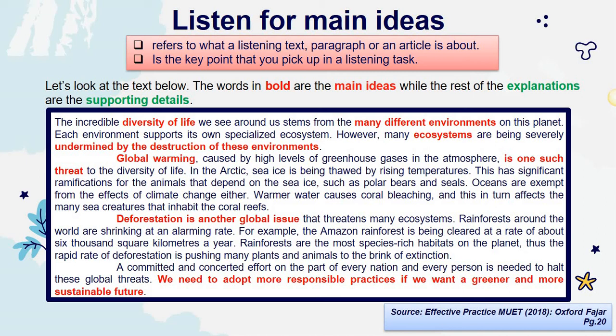So for this paragraph, the main idea is deforestation is another global issue, and the rest is the explanations. And the last sentence is the main idea again.